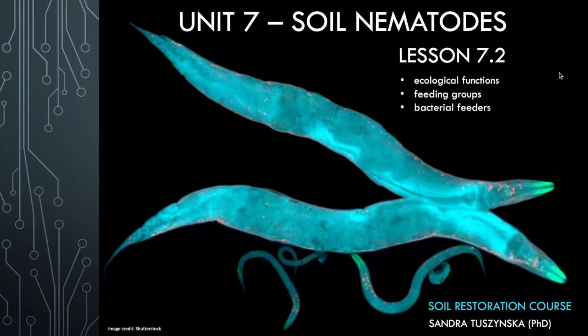So we've come to the end of lesson 7.1, and in lesson 7.2 we will start talking about the ecological functions of nematodes in soils. I'll introduce the different feeding groups of nematodes, and we'll start looking at the bacterial feeders as the first group of soil nematodes. Okay, so you'll be hearing from me again in lesson 7.2.